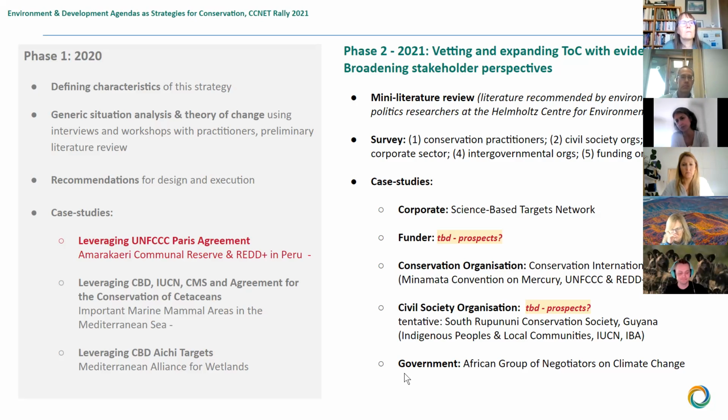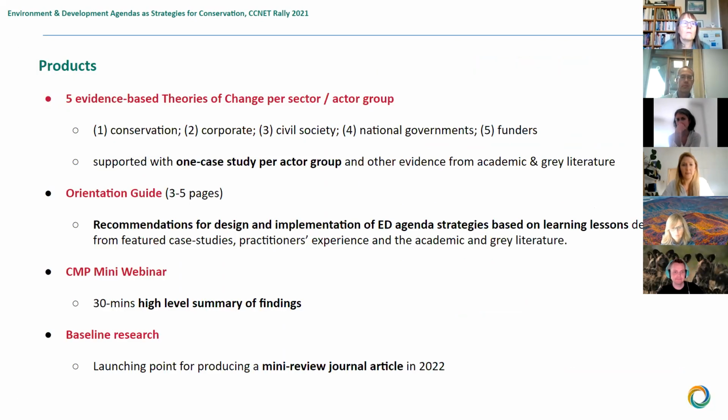In phase 2, what we're basically doing is trying to build more of the evidence base surrounding the products of phase 1. So, more extensive literature review, more case studies from different actors, to understand whether our theory of change is realistic, whether we're missing anything significant and whatnot. Next slide, please. Our products would again be these newly vetted theories of change, one per different actor group, and orientation guides or recommendations for design and implementation of these agendas if you choose to pursue that as an organization.